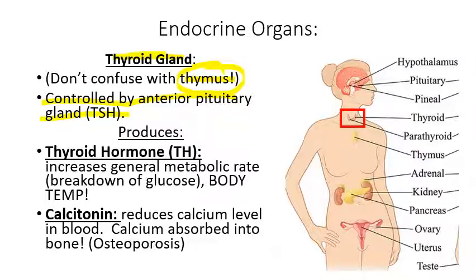Okay, so the thyroid gland actually produces two hormones that we're going to learn the names of. Thyroid hormone is produced in response to the pituitary gland stimulating the thyroid gland with thyroid stimulating hormone, and thyroid hormone has the effect of increasing your general metabolic rate.